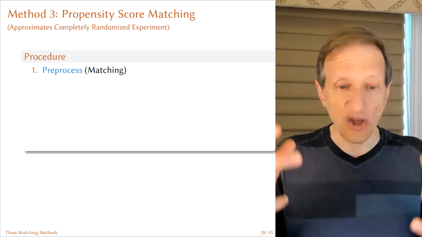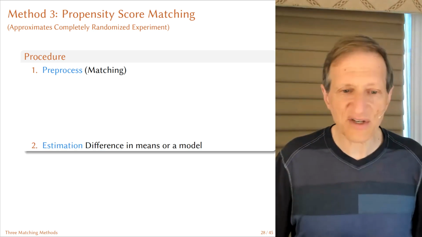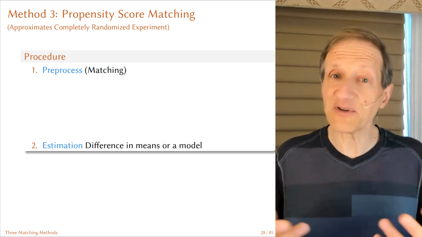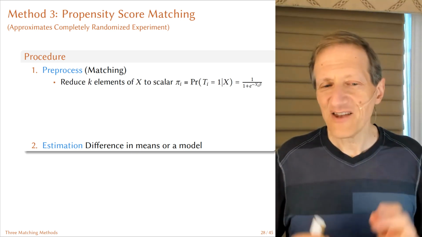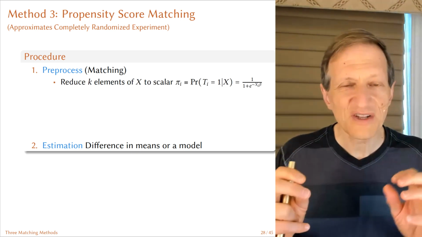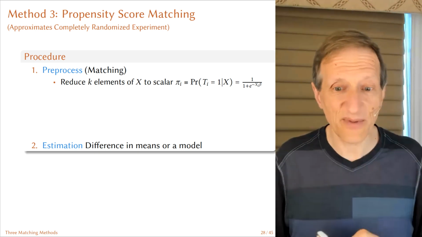Like the other two, you pre-process your data with matching, and then when you're done pre-processing, you do estimation with the difference in means or a model. But the matching works differently. So here's the idea. First, you reduce the k elements of x to a scalar, to one number. How do you do that?